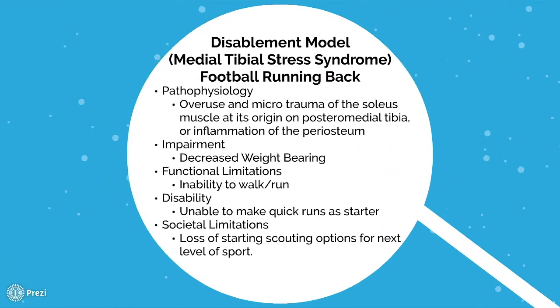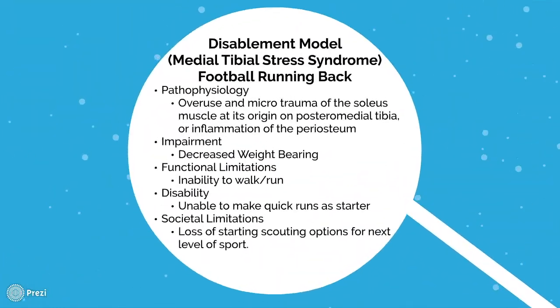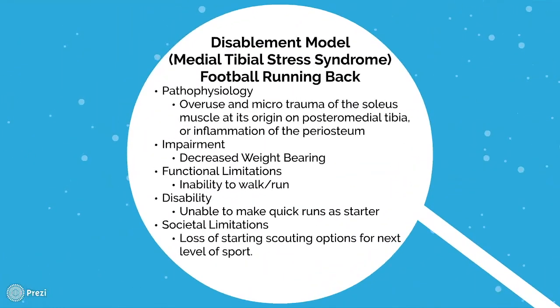So we're going to be looking at MTSS, or medial tibial stress syndrome, in a football running back. So as we look at the disablement model, we can see that the pathophysiology would be an overuse and microtrauma of the soleus muscle at its origin on the posteromedial tibia, which can lead to inflammation of the periosteum. Now, the impairment portion of this, body system, how this would affect them would be decreased weight bearing.